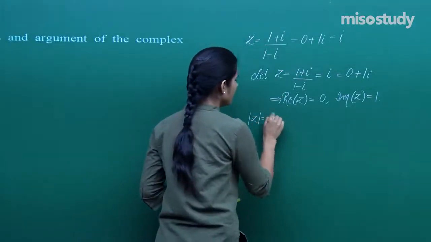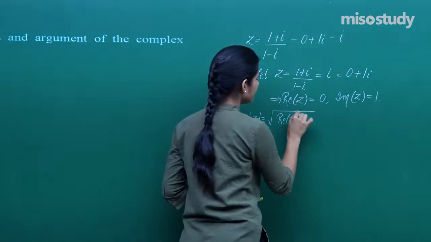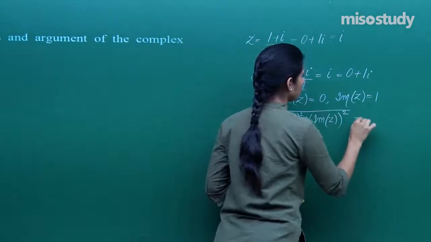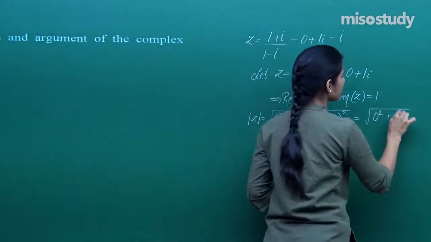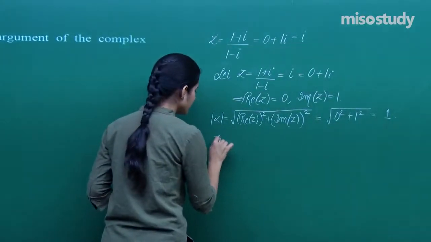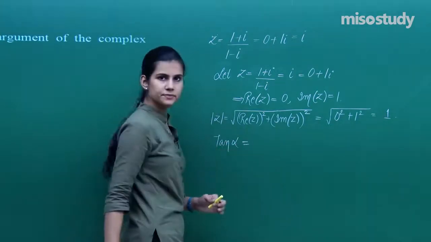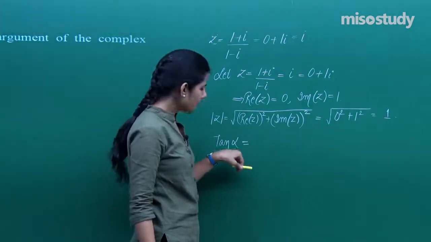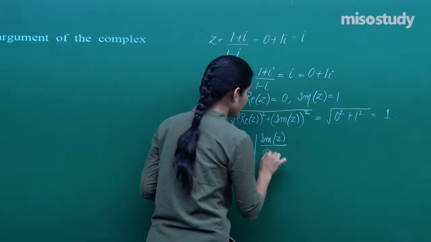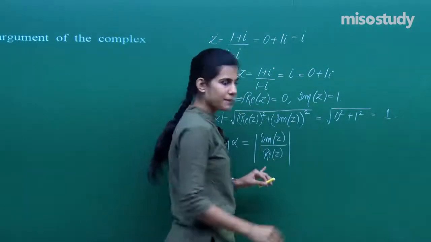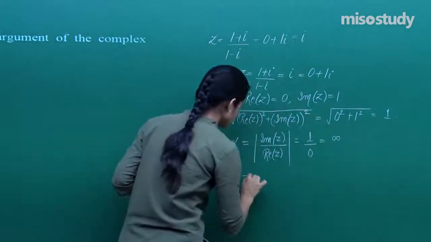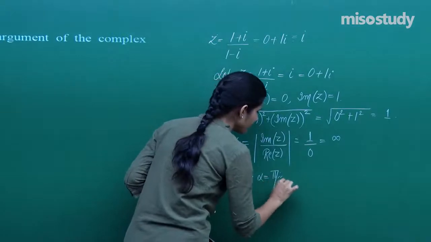Modulus of z is under root of (real part of z) whole square plus (imaginary part of z) whole square, that is under root of 0 square plus 1 square, which is 1. And if I talk about argument of z, we need to first find tan alpha, right? Let alpha be the acute angle for which tan alpha is mod of imaginary part of z upon real part of z. Imaginary part of z is 1, real part of z is 0, so you are getting 1 upon 0, which is infinity. Alpha comes out to be equal to pi by 2.